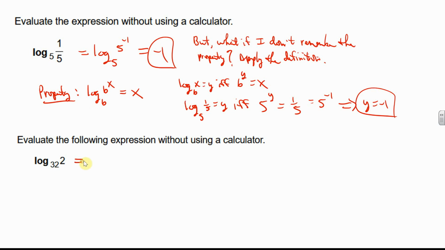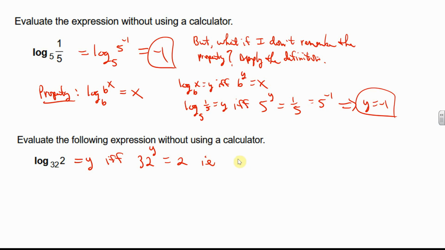So I'm going to use the definition. This is equal to y if and only if the base, which is 32, raised to the y is equal to 2. The only way that I can get that is that I have to manipulate the 32. I have to write the 32 as a base of 2. I know that 2 times 2 times 2, whatever, should give me 32. I think it's 2 to the 5th power, right? 2 to the 5th power is equal to 32. That is 2 times 2 times 2 times 2 times 2, 5 of them. That's equal to 32.